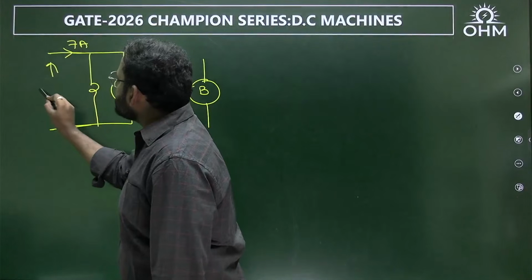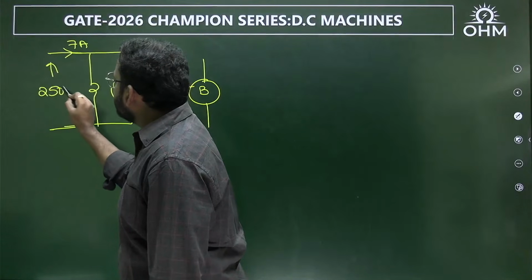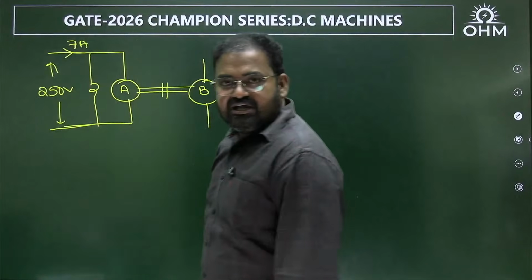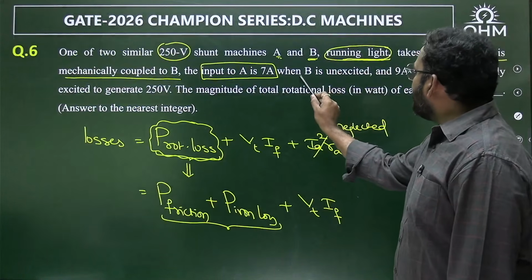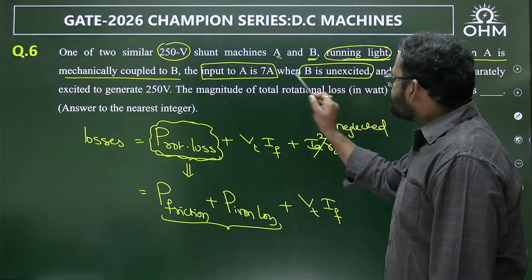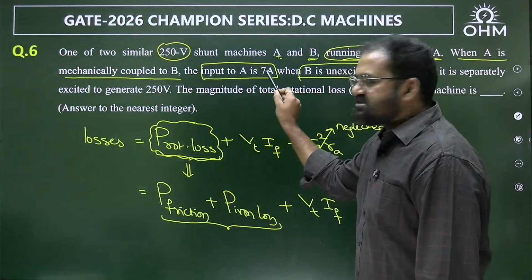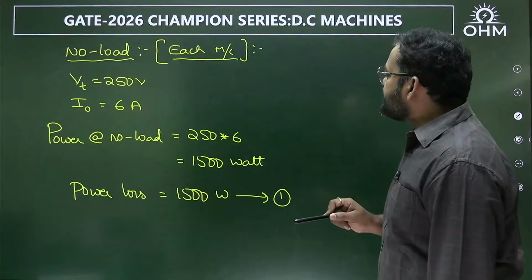Machine A, that means supply voltage is how much? 250, right? The input to machine A was 7 ampere. Okay. But B is unexcited. Please understand this. The input to machine A was 7 ampere, but B is unexcited.